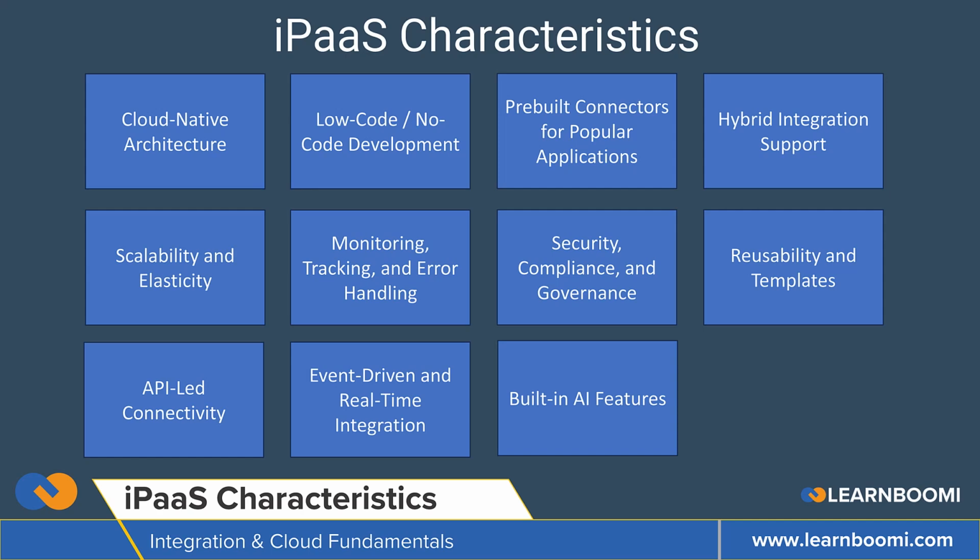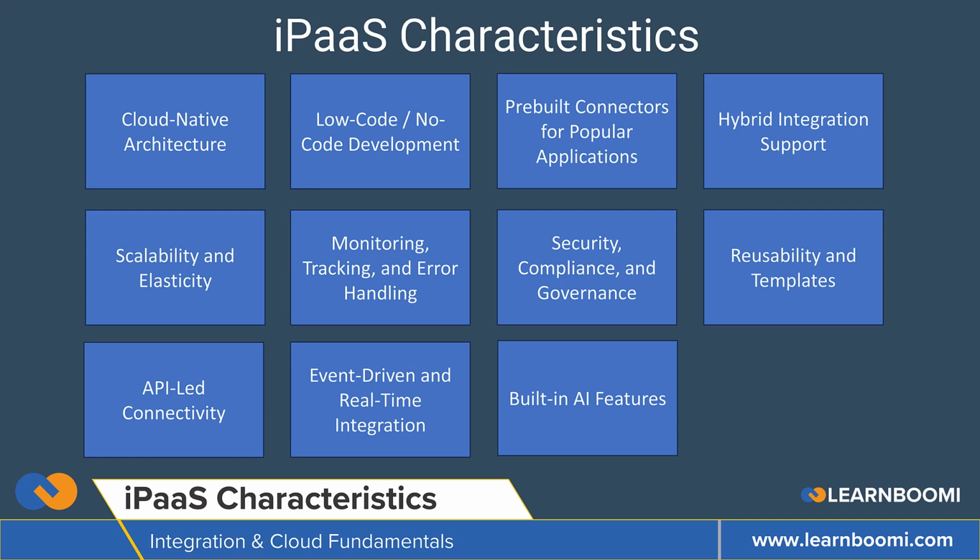Next is reusability and templates. So iPaaS encourages reusing things like data mapping, integration patterns, pre-built process templates, and some of the shared components. How does this help? It helps with faster development and consistency across the organization. A simple example: a company builds a map for customer master data once, and the same mapping can be reused for SAP to Salesforce integration, SAP to HubSpot integration, and SAP to Snowflake integration.